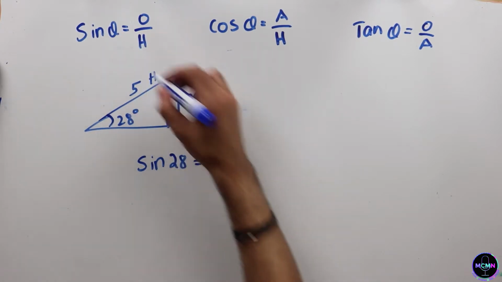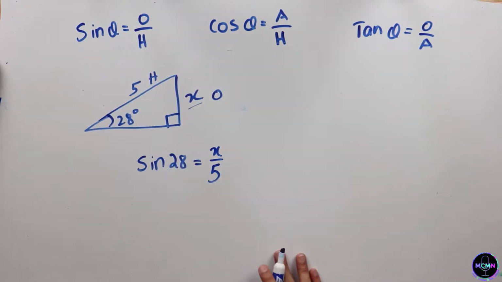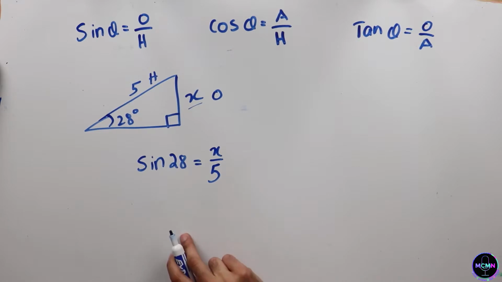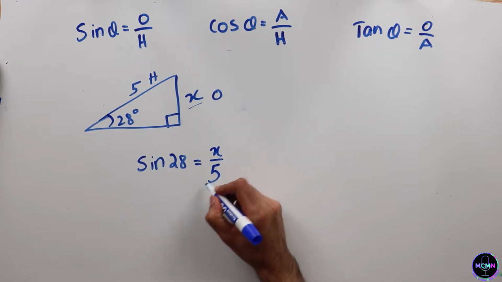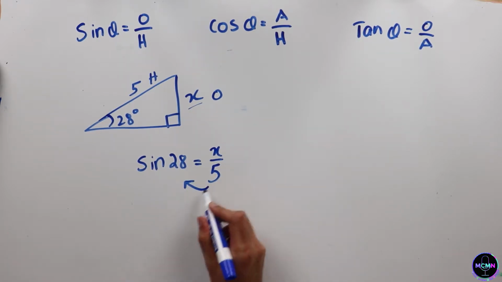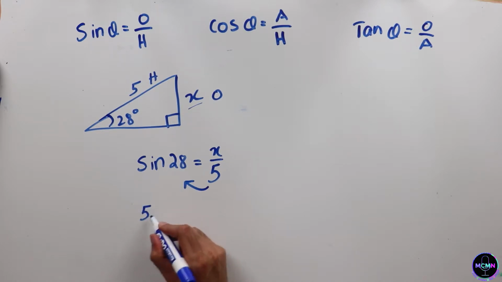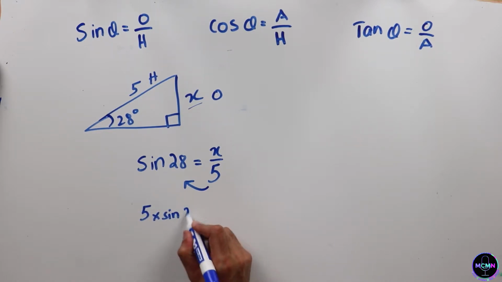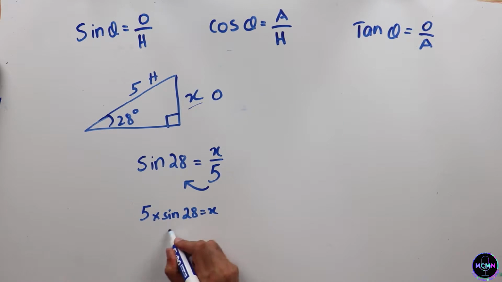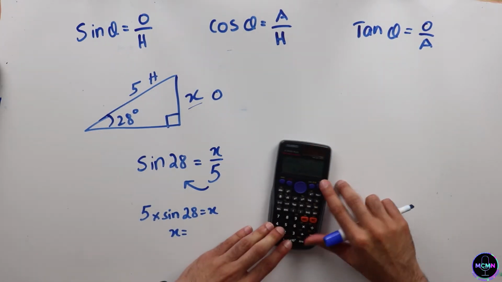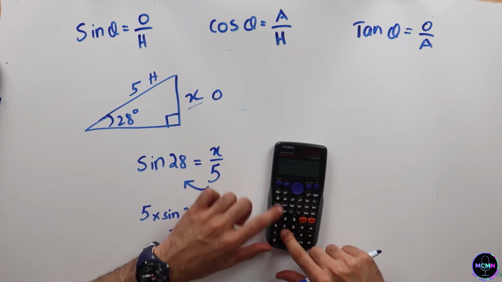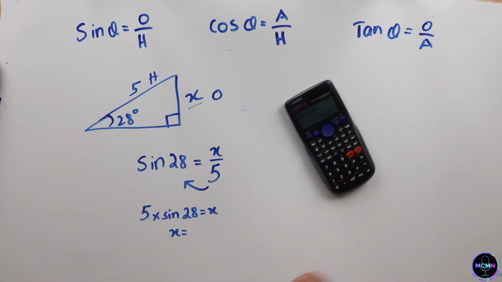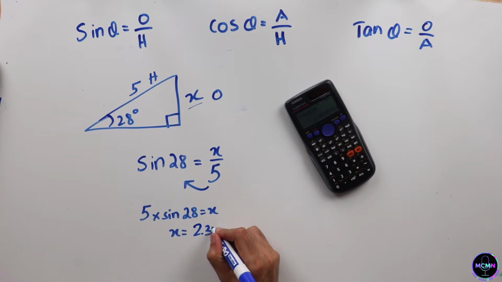We have one equation with one variable, solvable. Using algebra, send the 5 to the other side, becomes multiplication. So 5 times sine of 28 is equal to x. X equals, quickly grab my calculator. So 5 times sine of 28, I get 2.35 meters or centimeters, should have been given there. Quick example on how to do this.